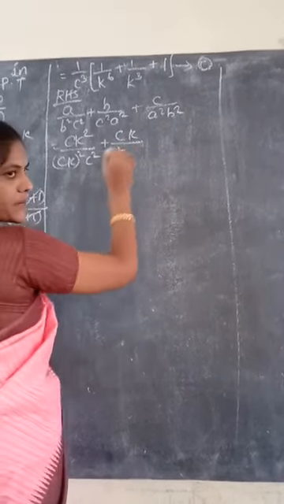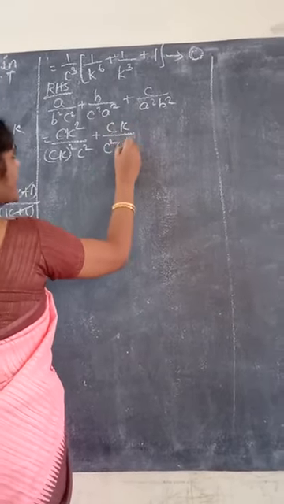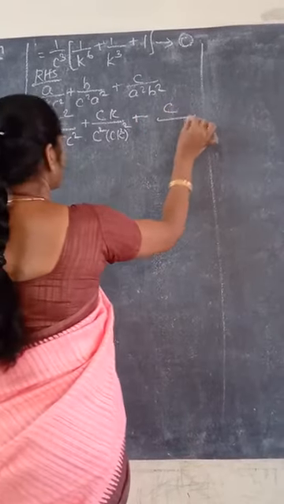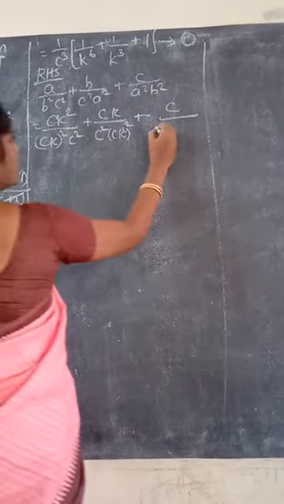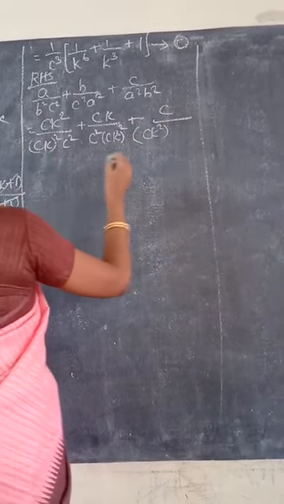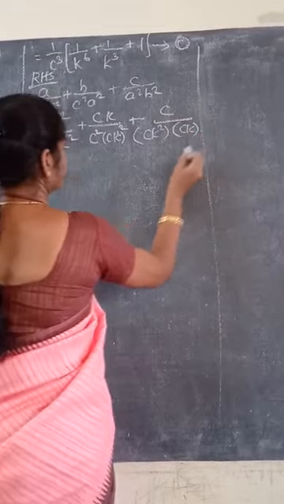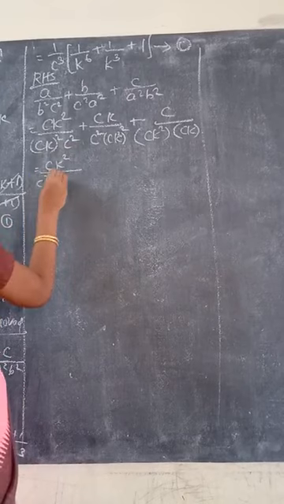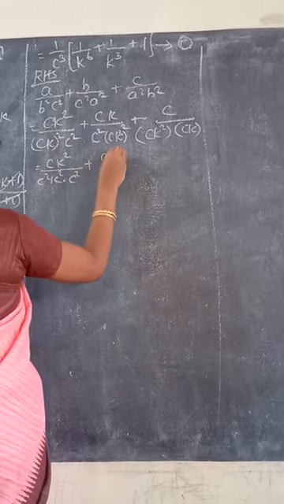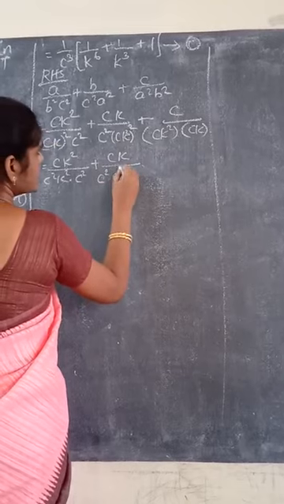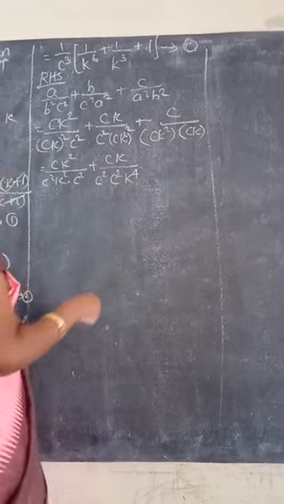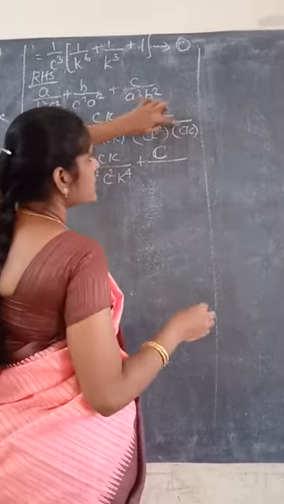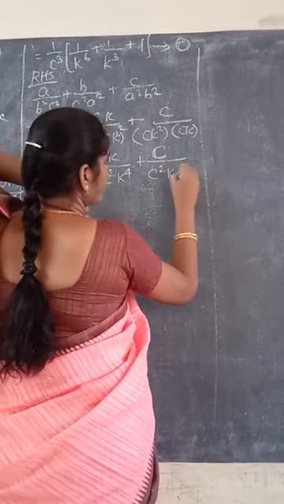We don't have c squared, keep it c squared as it is. What is a value? ck squared. So ck squared the whole square plus what is c? Right, that will be the same form. k square, what is a value? ck square. What is b value? ck. Okay, now ck square divided by c square k square into c square plus ck divided by c square k power 4 plus 1 by c into c square k cube.